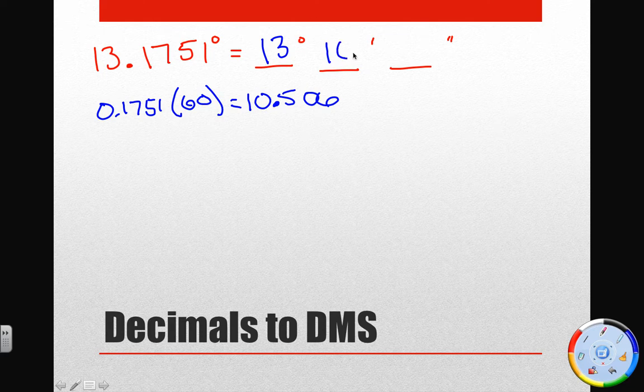Well, that right there gives you the minutes. So it's 10 minutes. And then I need to figure out what part of this minute is its seconds. So I need to go 0.506 times, well, this is now minutes. This is 0.506 minutes. And I need to know how many seconds. Well, there's 60 seconds in a minute. So I'm going to do times 60, which is 30.36.